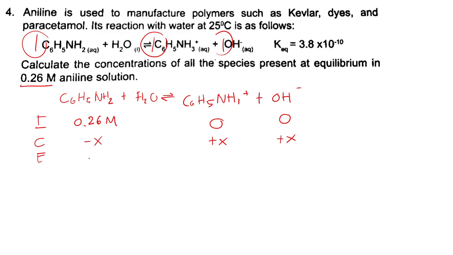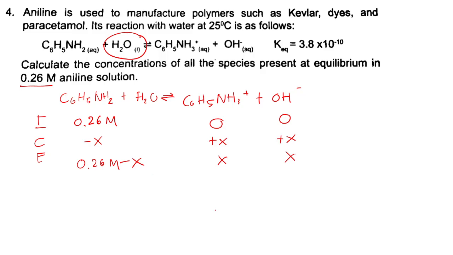And of course, the equilibrium concentration is equal to the initial concentration plus the change in concentration. So this would be 0.26 molar minus x. Then this one 0 plus x is x, 0 plus x is x. Okay, so note that we have skipped H2O because as you see here, H2O is liquid, and again, we don't include H2O in the expression. So this one is liquid, so we don't include this one in the ICE table also.